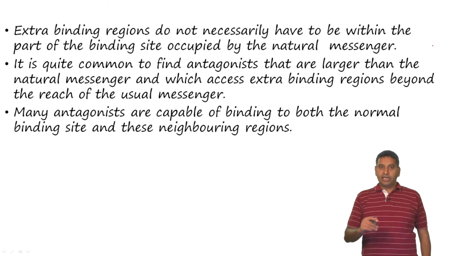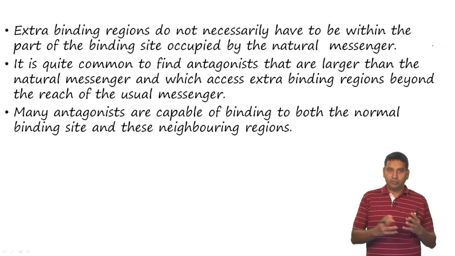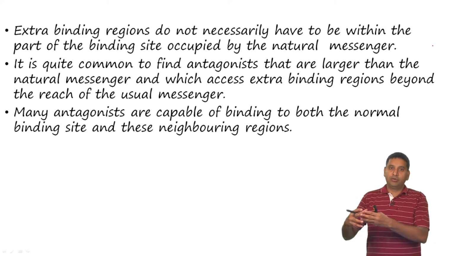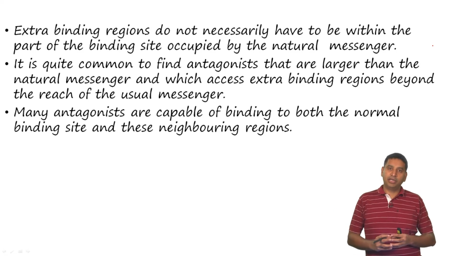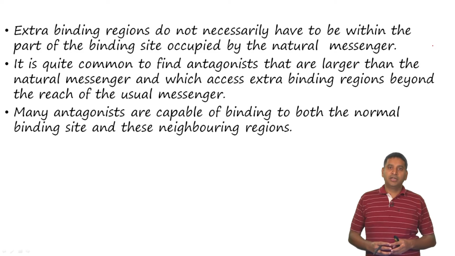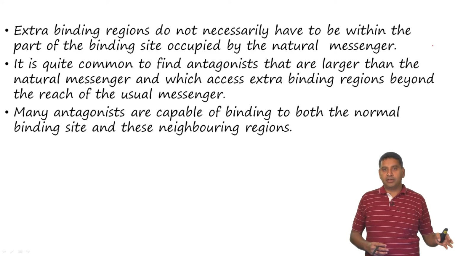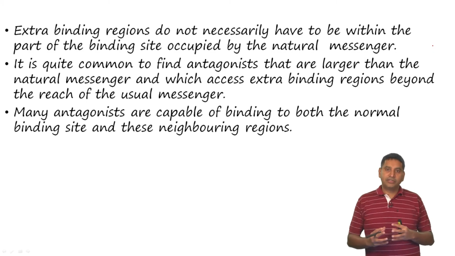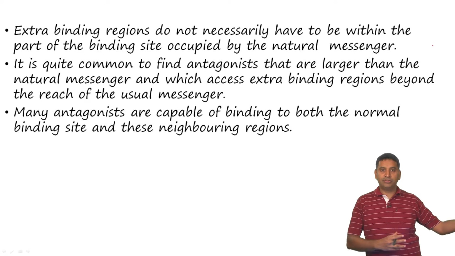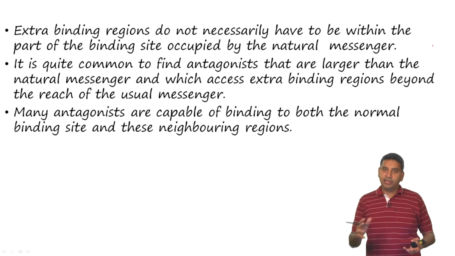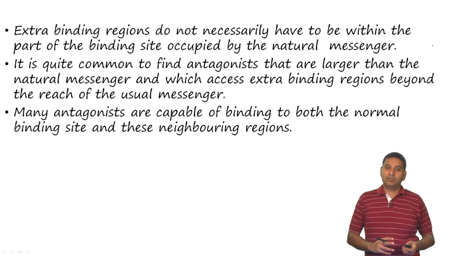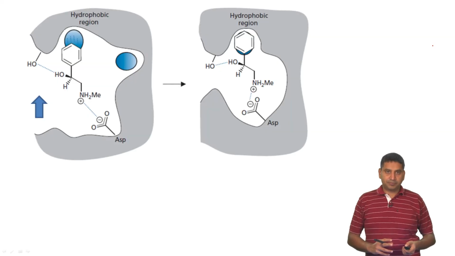Okay. So, extra binding regions do not necessarily have to be within the binding site. It could be something that is quite a little bit away from the binding site, and that can be exploited to design an antagonist. It is also quite common to find antagonists that are larger than the natural messenger. If they are larger, they can access extra binding sites beyond the reach of the usual messengers. Okay. And many antagonists are capable of binding to both the normal binding site and these neighboring regions that are around this receptor binding site.